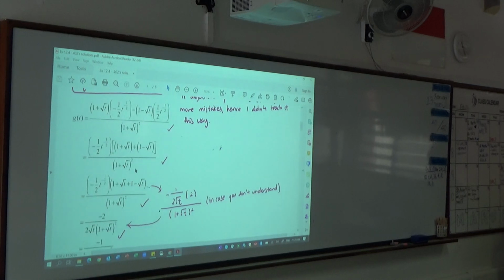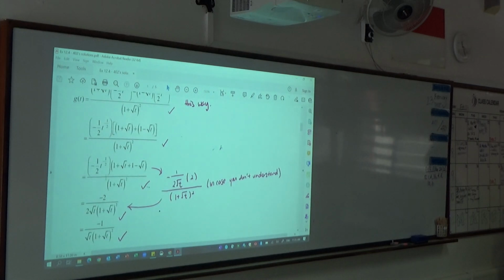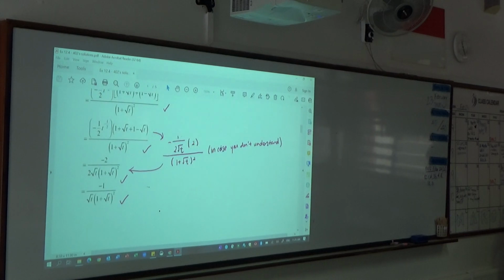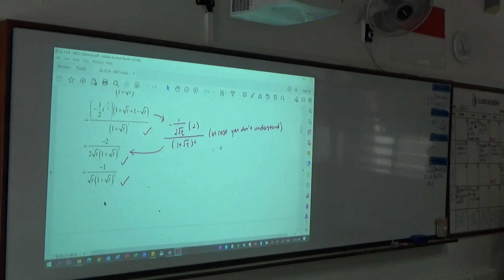And then over here, in case you don't understand, I actually did the whole algebraic manipulation out clearly over here. But essentially the answer will be this, which isn't wrong at all. So I hope that you're also getting the same answer.